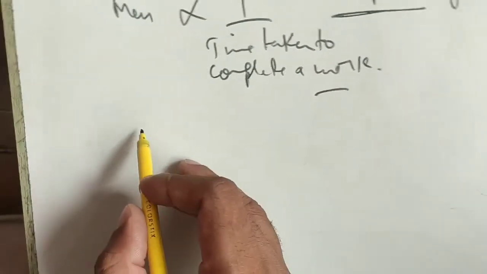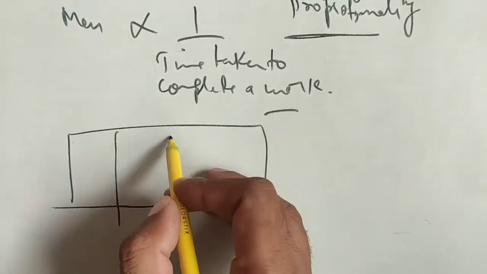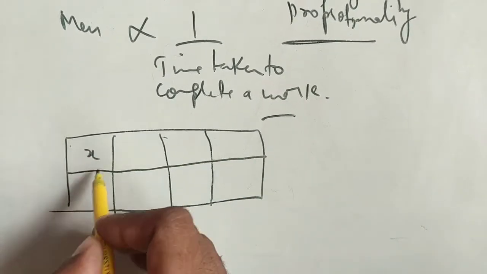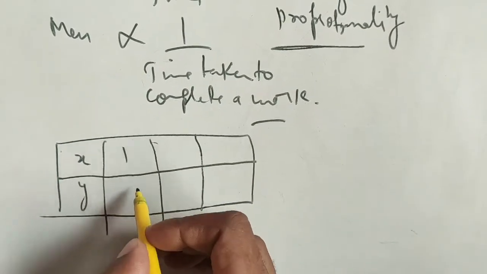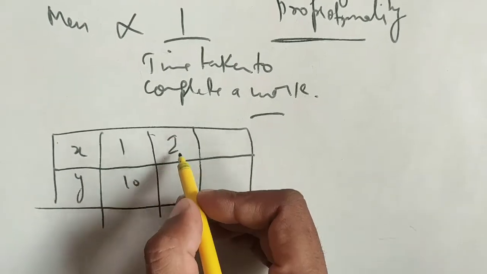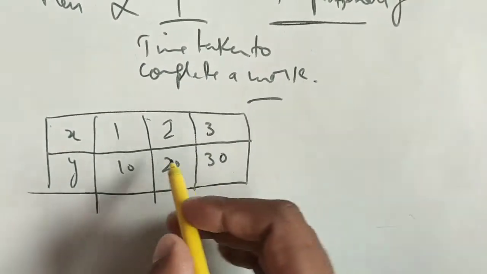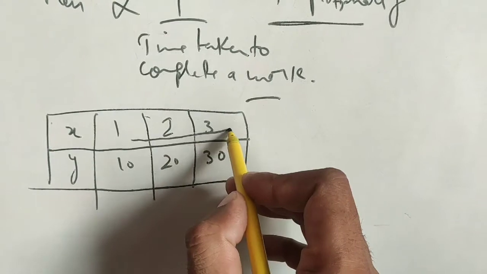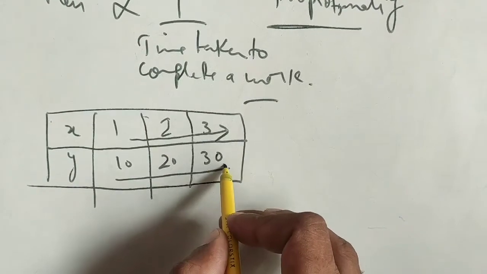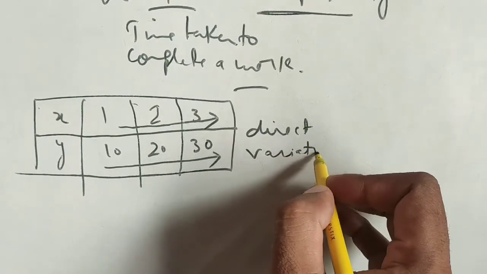Now look at this table. I will write down a few values of x and the corresponding values of y. Suppose this is x, this is y. If x is 1, y is suppose 10, x is 2, then this value is suppose 20, x is 3, suppose this value is 30. So the value of x is increasing, and what type of change is there in y? The value of y is also increasing. So this is the case of direct variation.